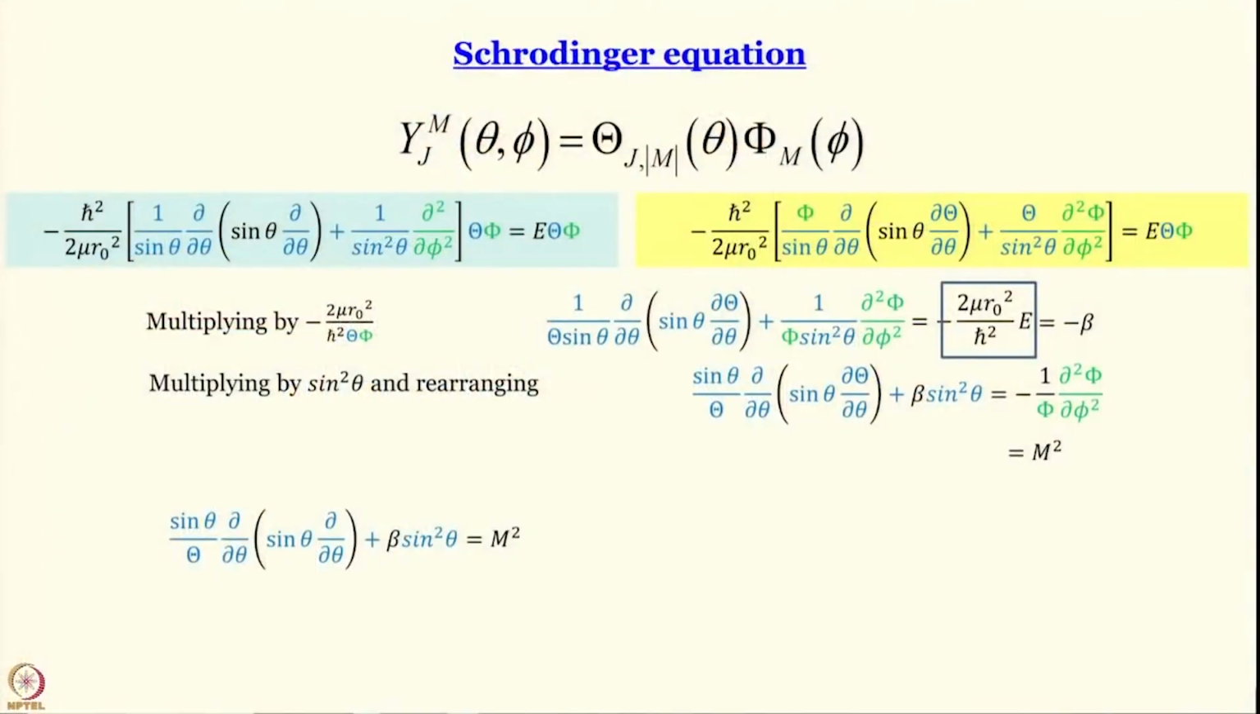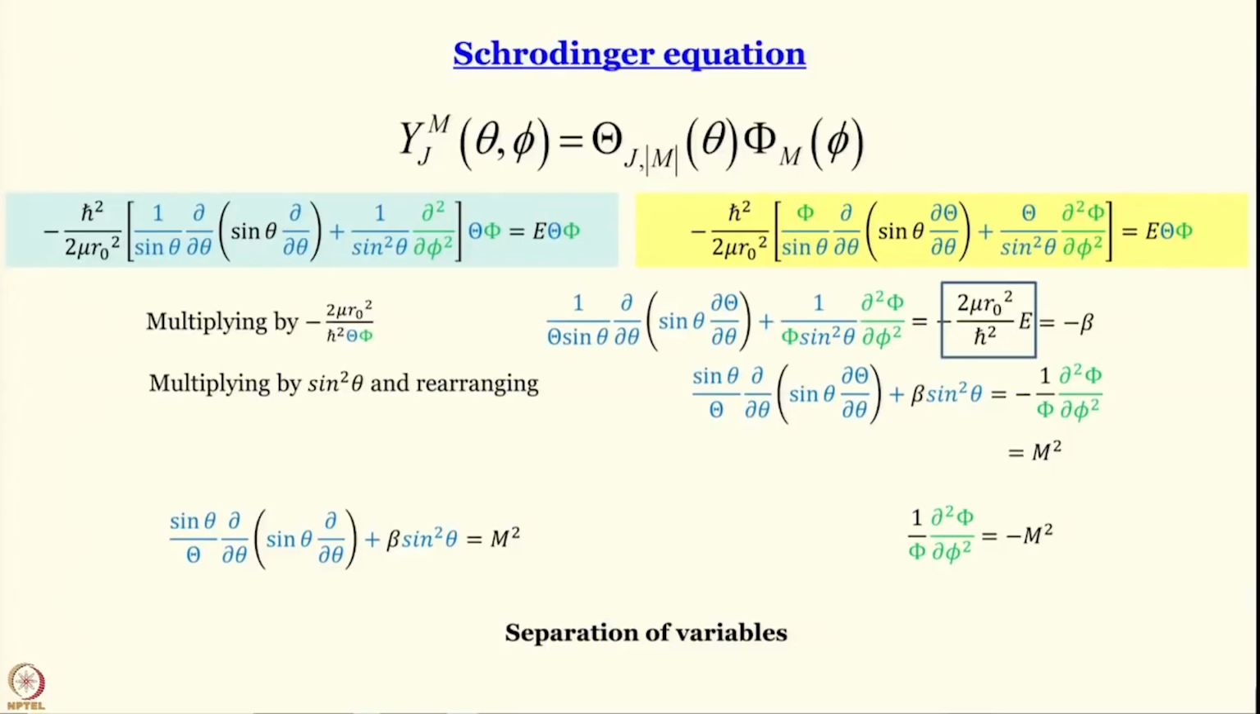We can write sin theta divided by capital theta d d theta of sin theta d d theta plus beta sin square theta is equal to m square. That is an equation that is entirely in theta, and we can write 1 by capital phi d2 capital phi d phi 2 is equal to minus m square. That is an equation that is entirely in phi and not theta. So, we have achieved the separation of variables that we had set out to do.